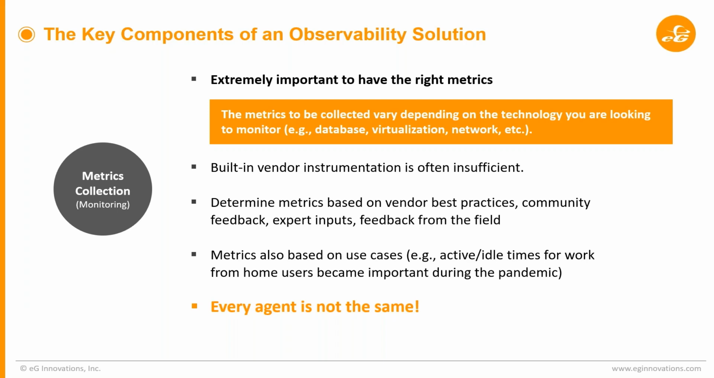For example, when the pandemic happened, a lot of organizations started asking us to report on active times for a user connecting from home. Is he or she logged in for 8 hours a day? Are they active? How long are they active for? So those types of metrics became important depending on the use case that the organization had. But the point I want you to take away is that every agent is not the same.